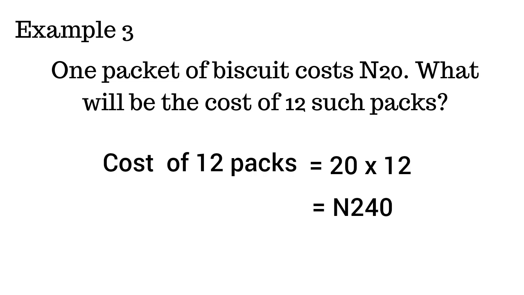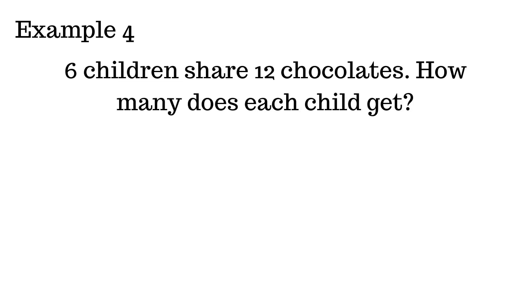Multiplication works anytime you have to apply the same thing in many instances. The same cost applies to each of them. So you simply multiply to get the total cost. So we will say the cost of 12 packs is equal to 20 times 12, which is equal to 240 naira. Example 4. 6 children share 12 chocolates.